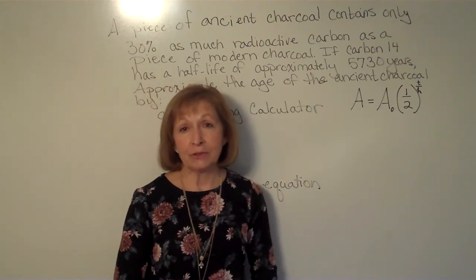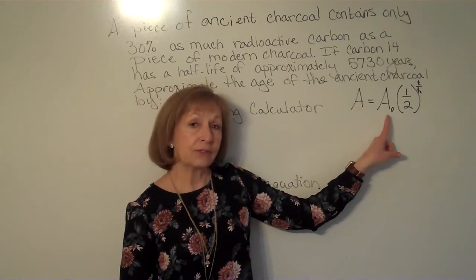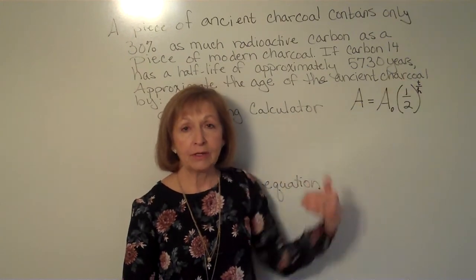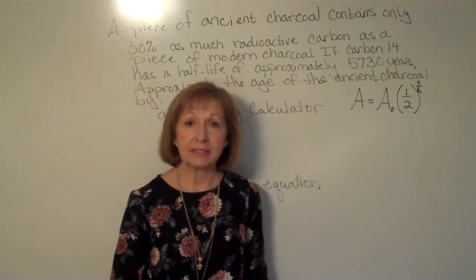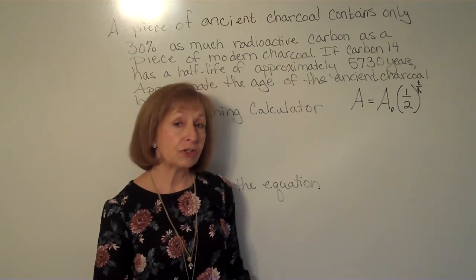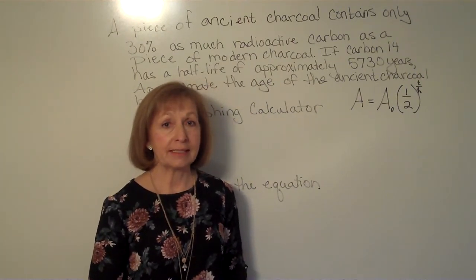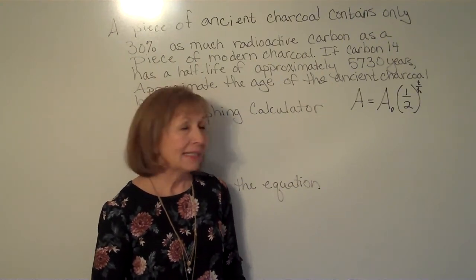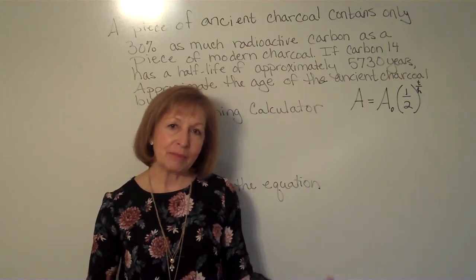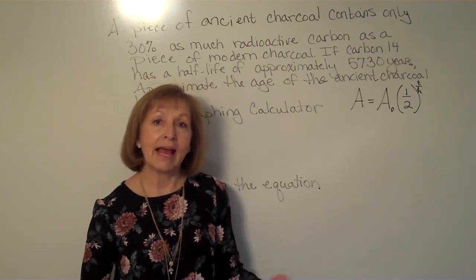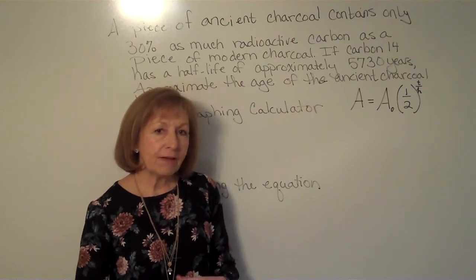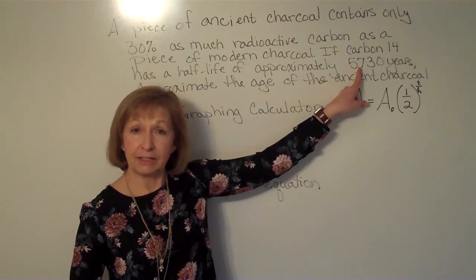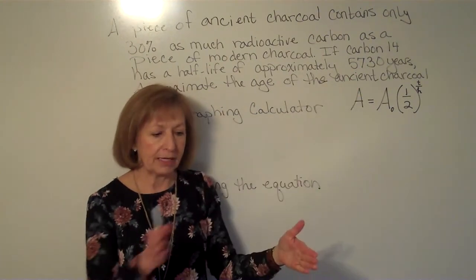Another form that's commonly used is if we write this as A is equal to A sub 0 times 2 to the negative T over H power. Remember, a negative exponent means to reciprocal the base. And so 2 to the negative T over H power is exactly the same thing as 1/2 to the positive T over H power. Now half-life is the amount of time it takes for the radioactive material to have half of what it had. So if I have an initial amount, it would take 5,730 years for the carbon-14 to be half of what it had.